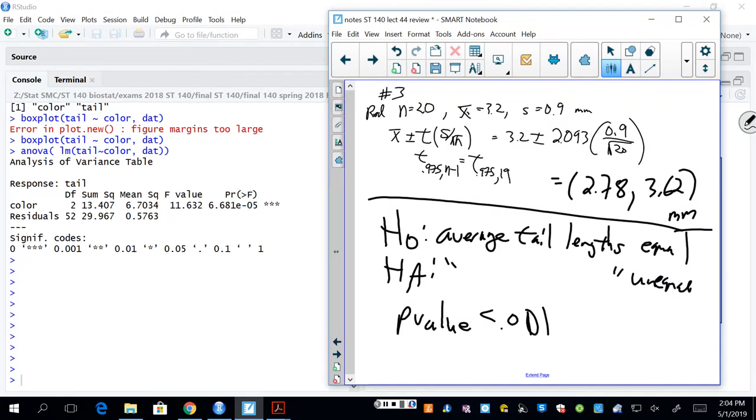So that's kind of the quick summary. There's some difference, and it looks like from the graphs that there might be multiple groups that are different.